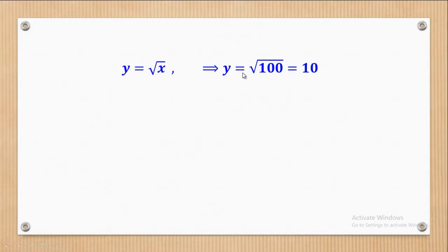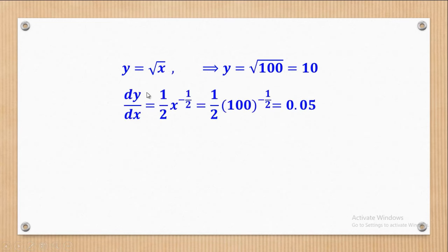Next will be to substitute for y to get the value of y. We know that x is 100, therefore 100 will be here to give you the square root of 100, which will be 10, and that will be the value for y. And remember, now that we have got y, to get small change in y, you have to first get dy dx.